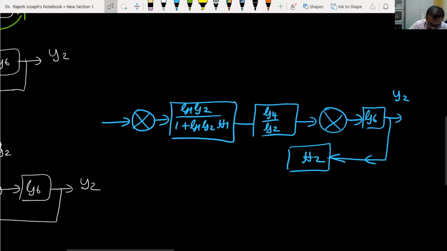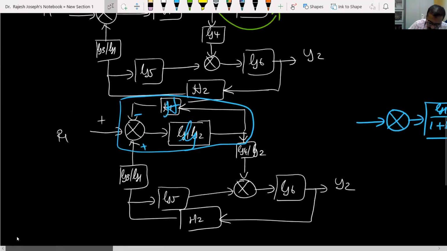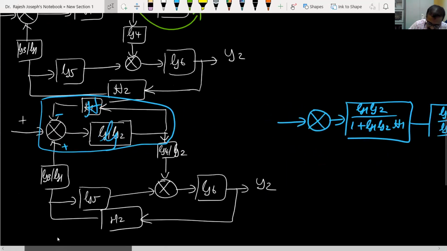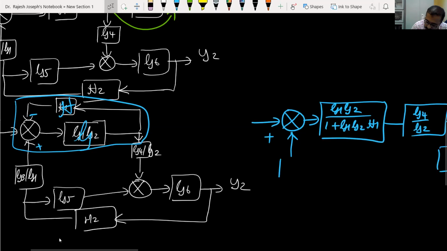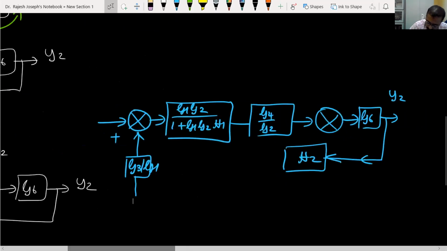Where is that going to? That is going to G5. Right? So here we have a plus sign. G3 by G1 is there. So this should come from H2. H2, like this. Okay. What next?